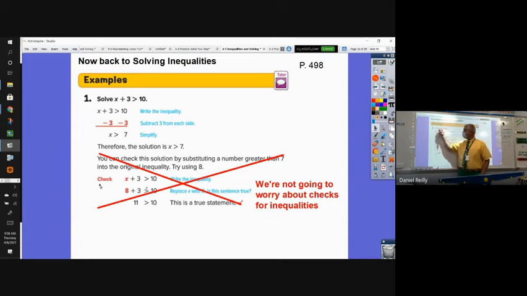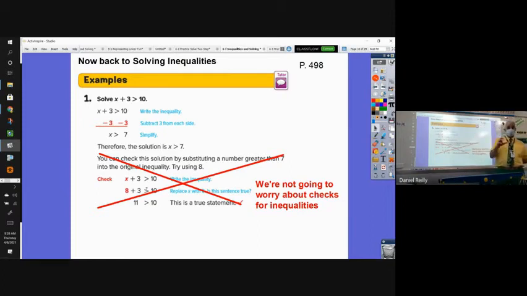If x is 10, yep, 13 is greater than 10. If x is 7.5, yep, 10.5 is greater than 10. Okay, so how many solutions are there to this inequality? How many numbers will make this inequality true? Kylie? An infinite number, right? There's an infinite number of solutions. Anything that's bigger than 7 is a solution, okay?